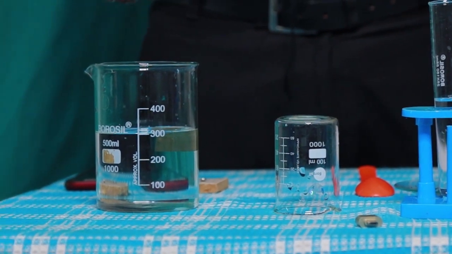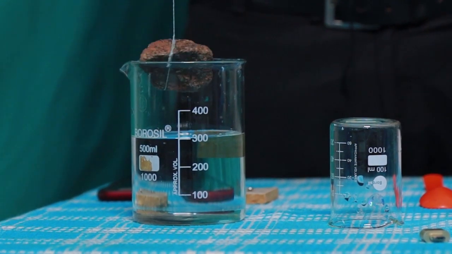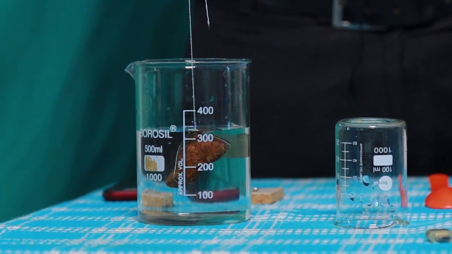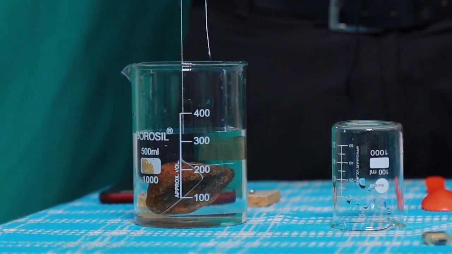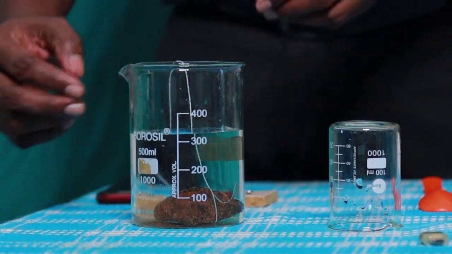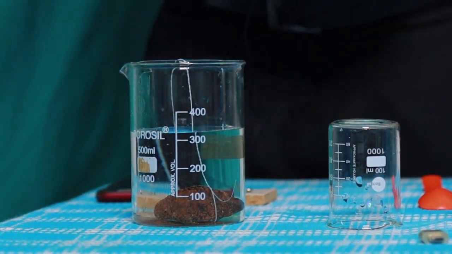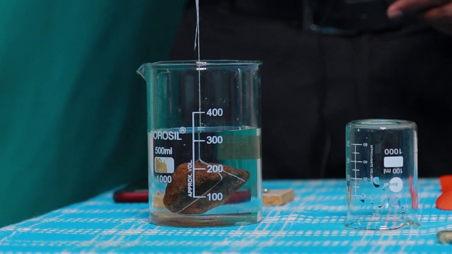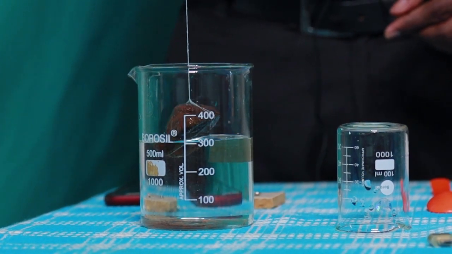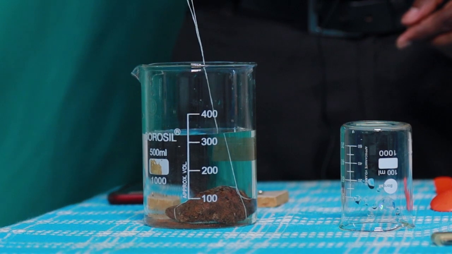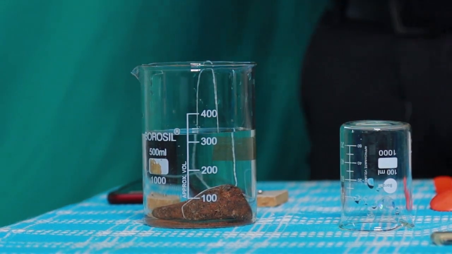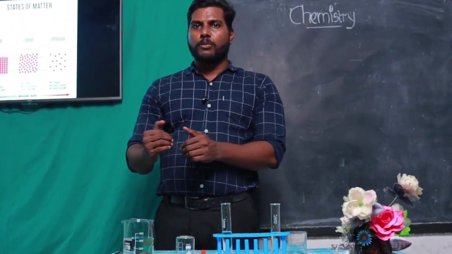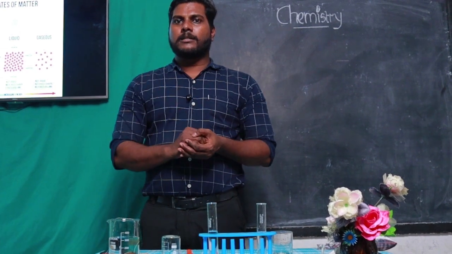You just observe what happens here. Slowly I immerse this stone into water. You can see the water level just rise. You can see the difference between the initial level and after immersing. I do it once more. What is your inference in this experiment? The solid has to occupy space, so the water level rises a little bit.